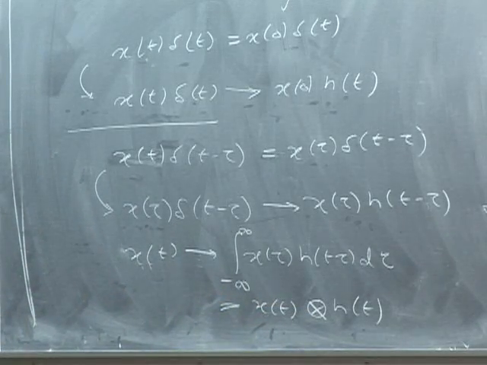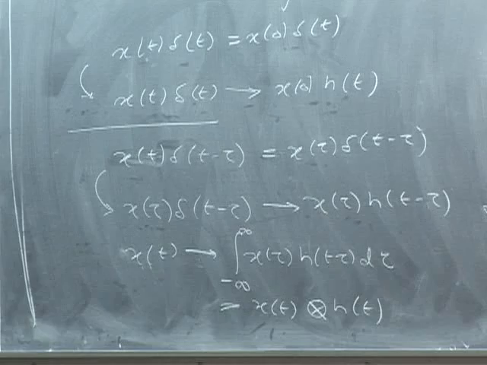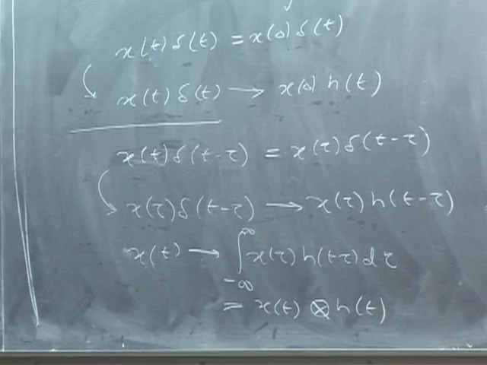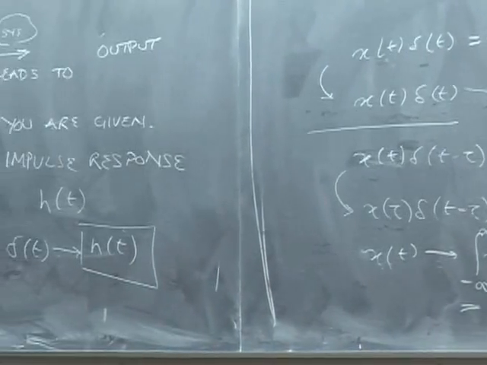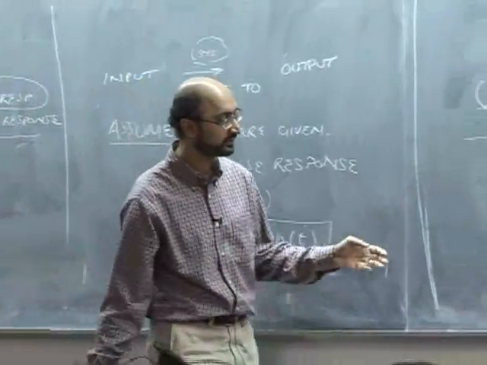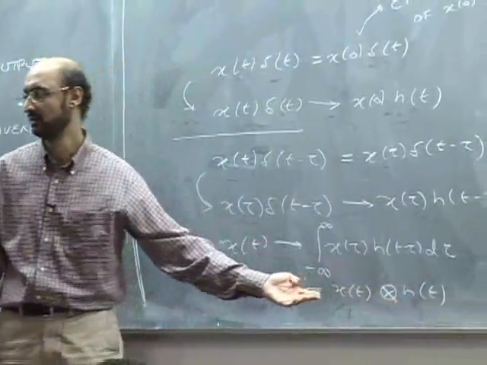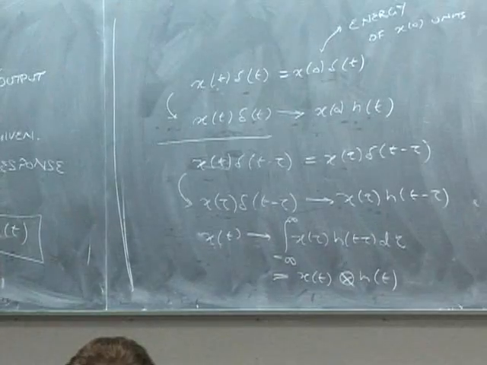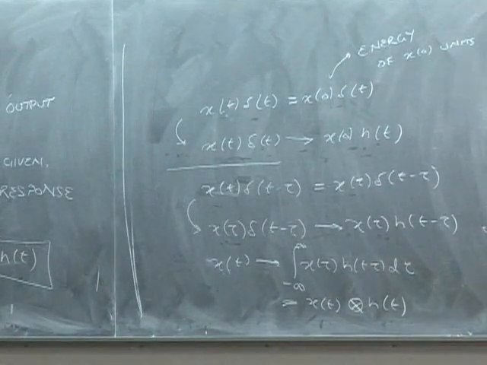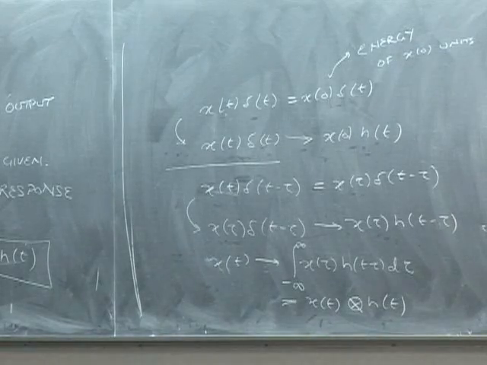This is a huge result. It says that I give you h of t, and no matter what the input x of t is, as long as the system is linear and time invariant, the output is going to be the convolution of x of t and h of t. That's it. So in some sense, the system is completely defined by h of t.